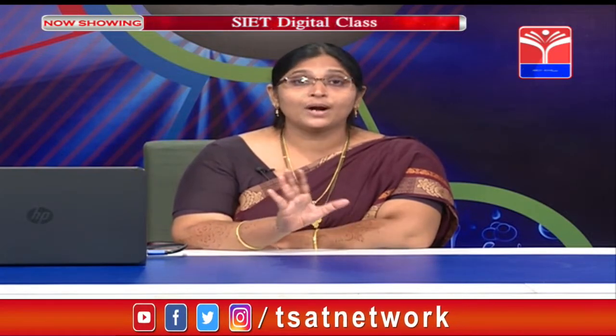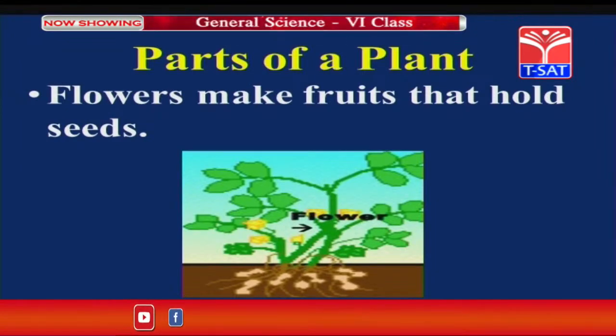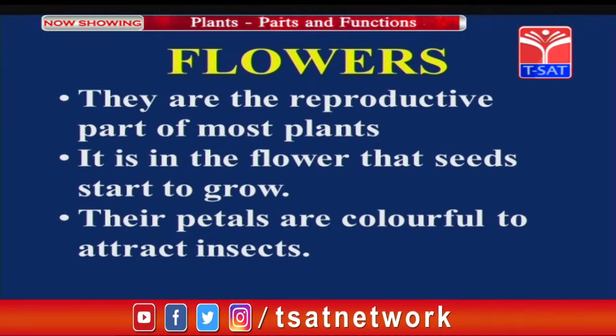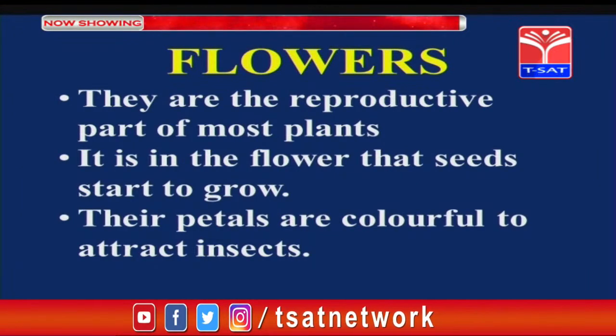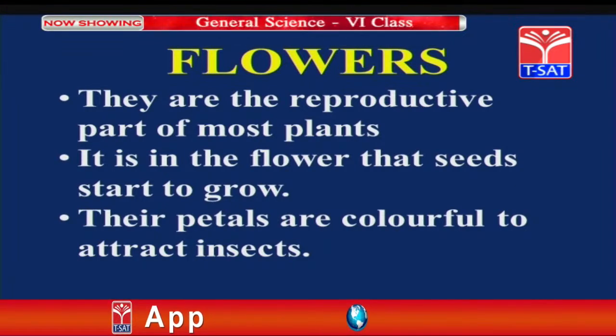We have seen the functions of roots, the functions of stem, and the functions of leaves. These are nothing but the parts of a plant. Flowers make fruits that hold the seeds. Another part of a plant is the flower. Flowers are considered the reproductive part of a plant. It is the flower which converts into fruit, and inside the fruits seeds are present.